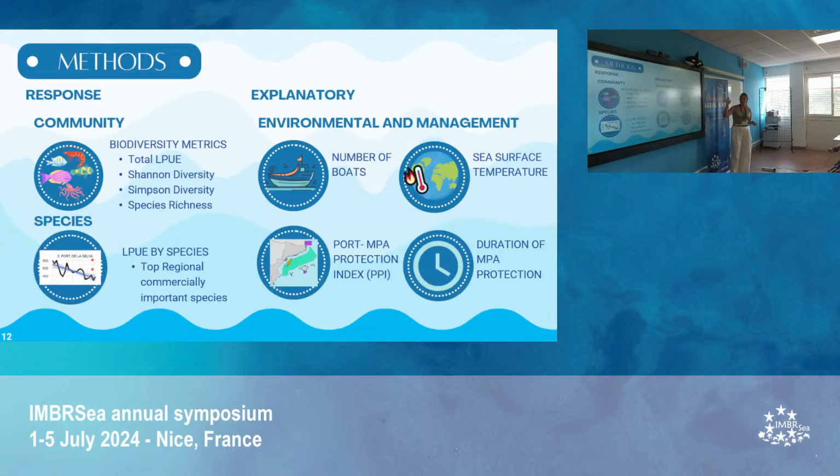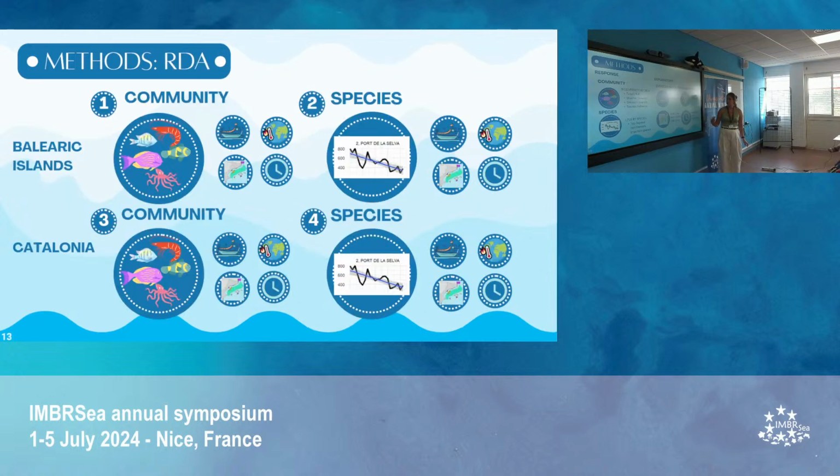So I have lots of variables because I was able to combine all of these through a redundancy analysis, a multivariate analysis, which allows me to hopefully see the explained variation of the response variables by the explanatory variables. I will go into a little bit of each variable in a second, but I just wanted to show you how in the RDA all of these variables were combined. So I ran 4 RDAs, 2 for each region, separated into the community and the species level.